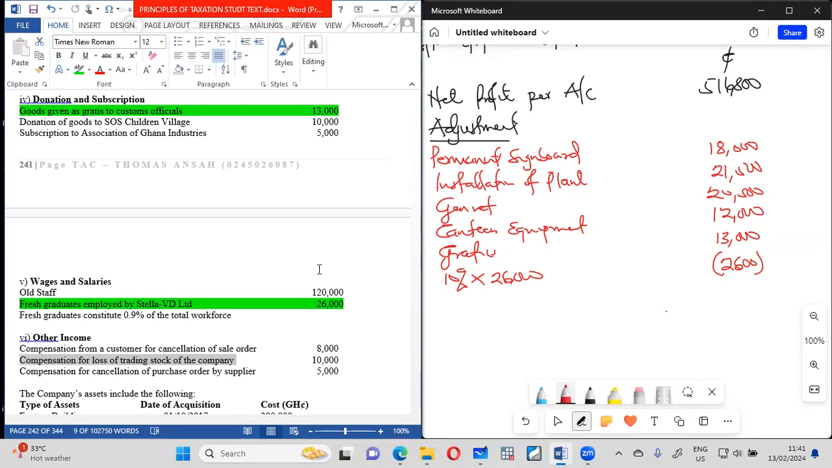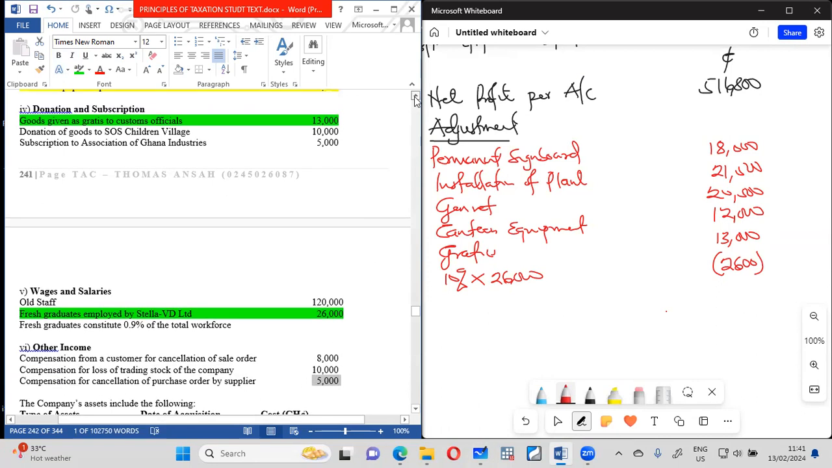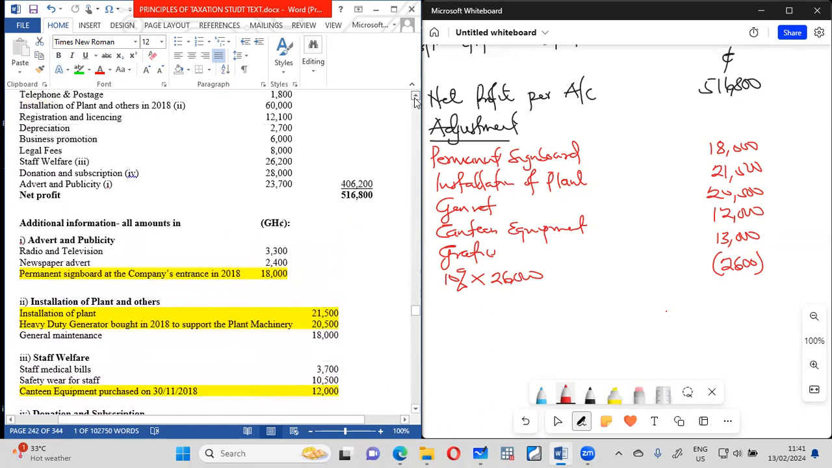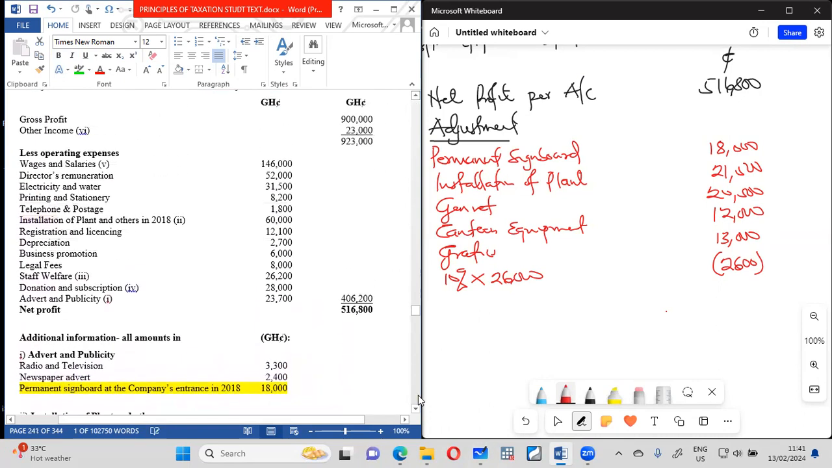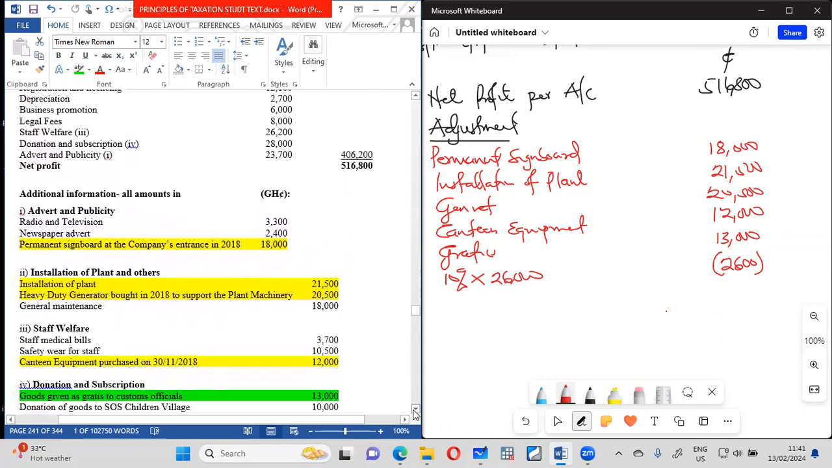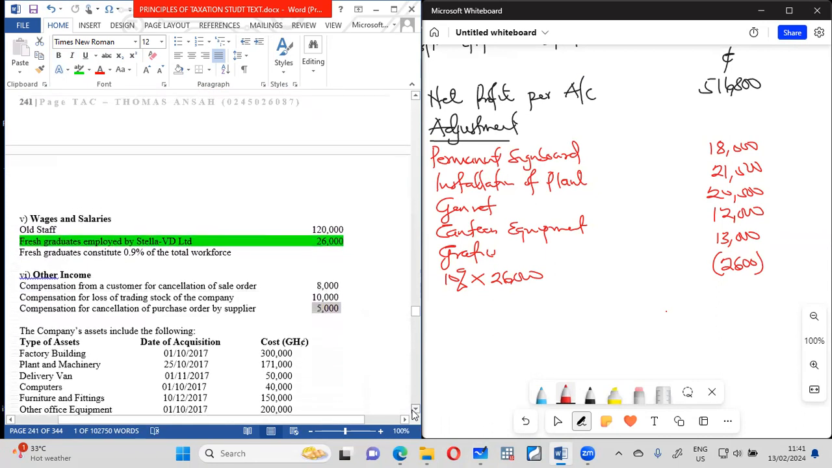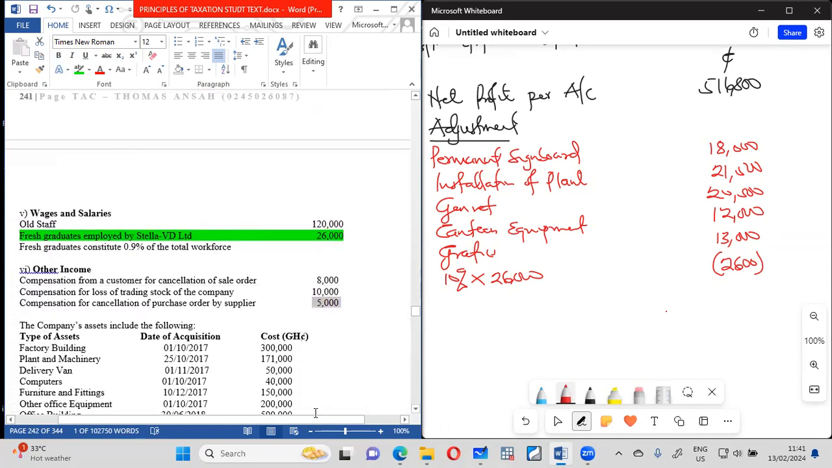And they said compensation for cancellation of purchase order by a supplier. The supplier canceled the purchase, and that is 15. So doesn't that mean our other income is 23? Okay, it's correct, 23. So there's nothing really wrong about what they've done. We have to let those ones go.